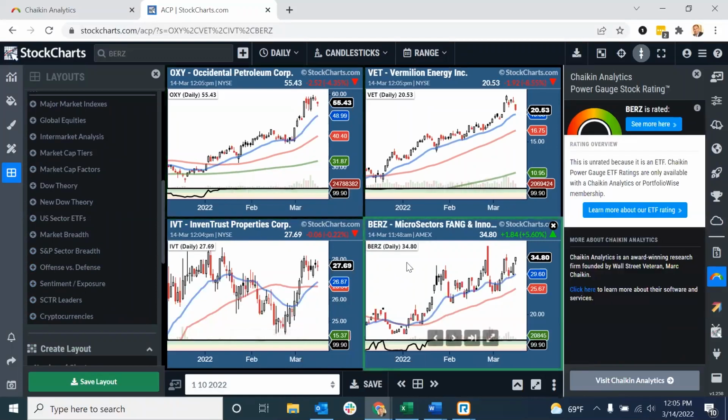This one we don't rate because it's relatively new and it's an ETF. We don't rate it here on the ACP platform, and we actually don't rate it on the Chaikin platform because it's less than a year old. Reminder, if you see something that's not rated and it's a U.S. equity that has been trading for a while, but less than 1 year, you're probably not going to see a rating. So just a little caveat there that you've got to be aware of.